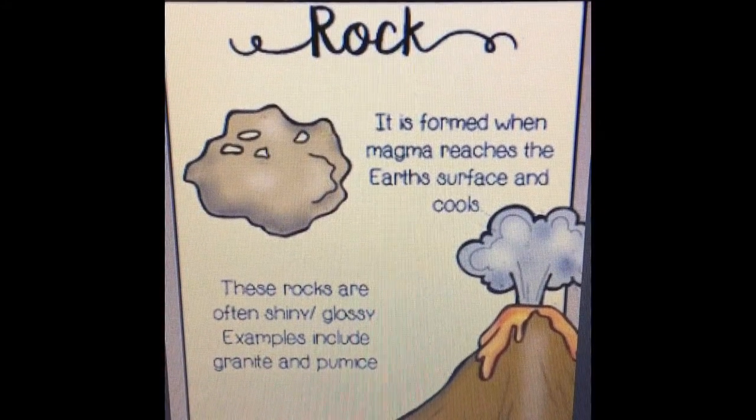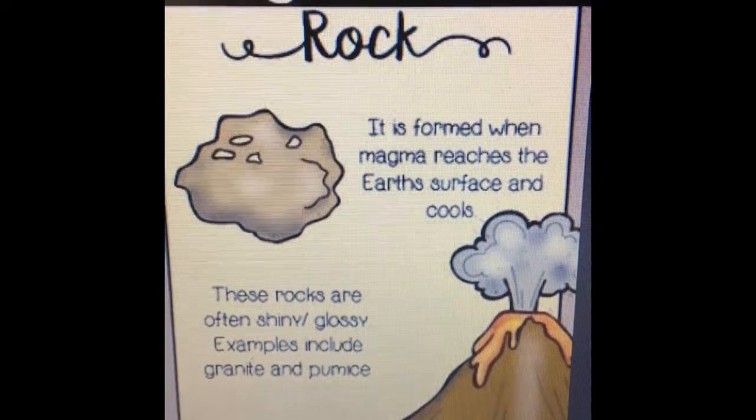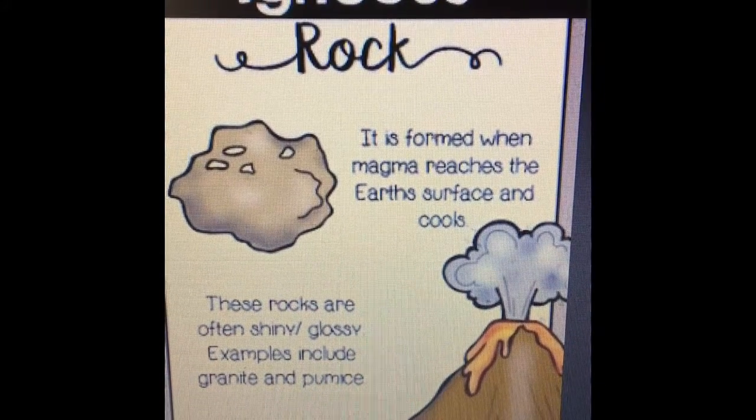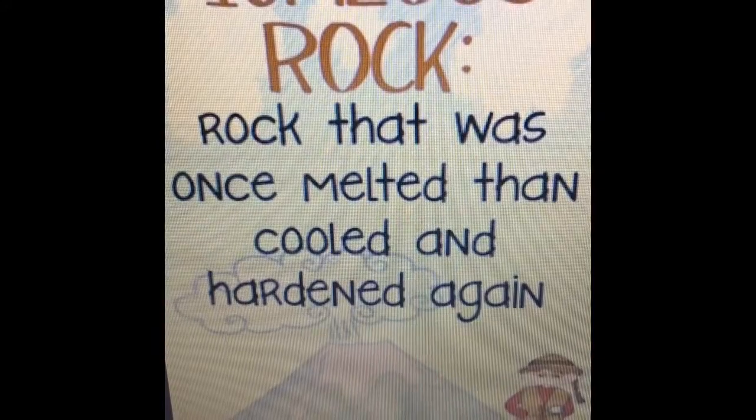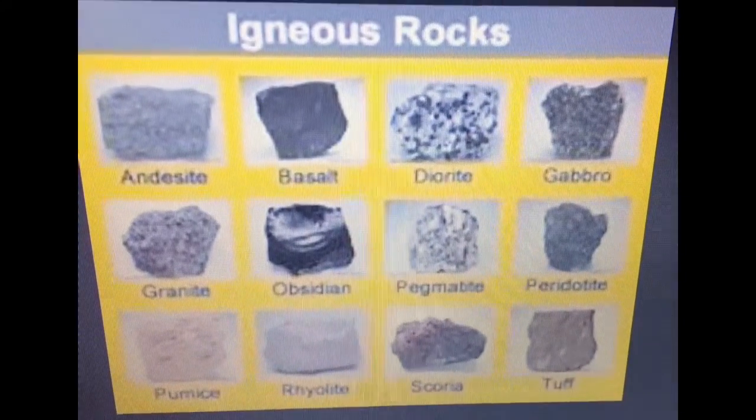Okay, so igneous rock is formed when magma reaches the Earth's surface and cools. These rocks are often shiny and glossy. Examples include granite and pumice. Igneous rock is a rock that was once melted, then cooled and hardened again. These are all examples of igneous rock.